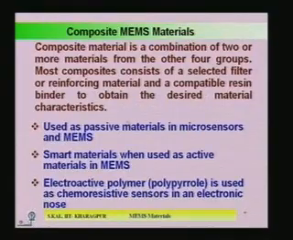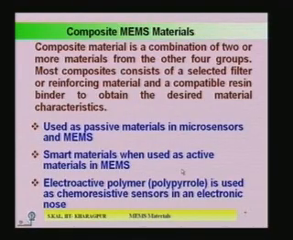So, these materials are used as passive materials in microsensors and MEMS. Smart materials are used as active materials in MEMS. Smart means it will have certain unique properties which it does not have in metal, semiconductor, ceramic and polymer. So, that is why it is known as smart. So, the specific property you can create by combining materials in different proportion.